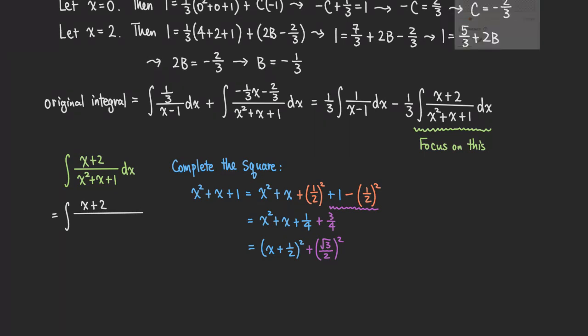And then we have what? We have this whole thing right here. So we get (x + 1/2) squared, and then plus this purple part right here, right? So you get the square root of 3 over 2, and then squared. Then you get the dx.